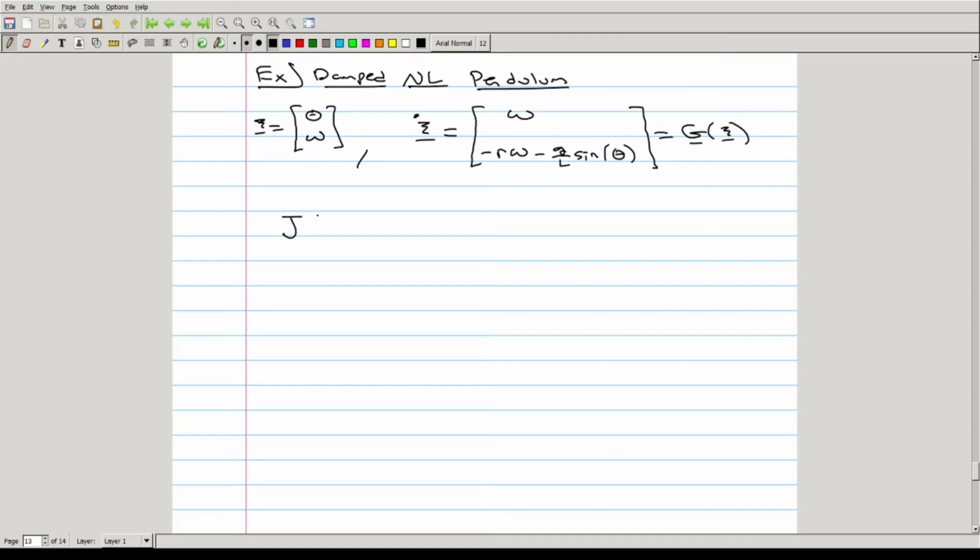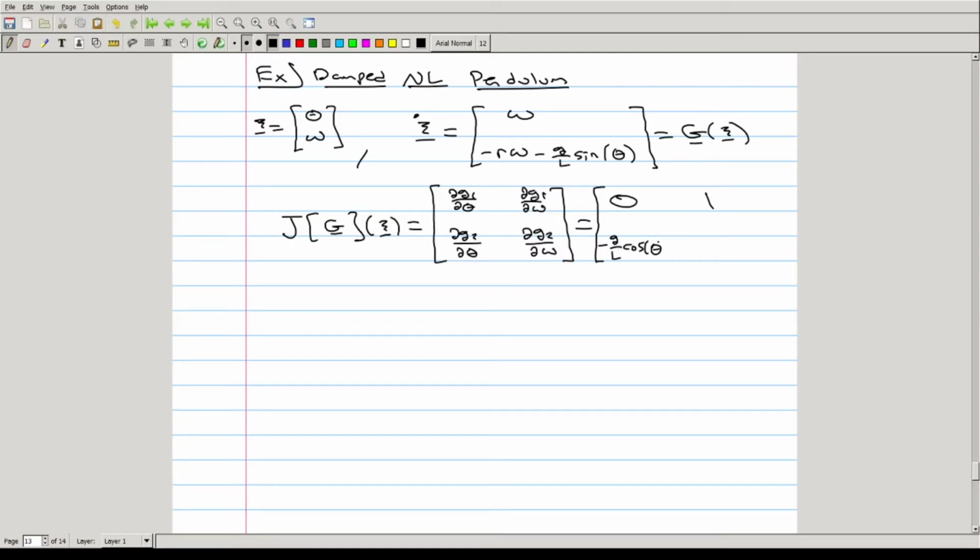The Jacobian matrix of this g of xi is going to be dg1 d theta, dg1 d omega, dg2 d theta, dg2 d omega, which is equal to 0, 1, negative g over L cosine of theta, then negative r.